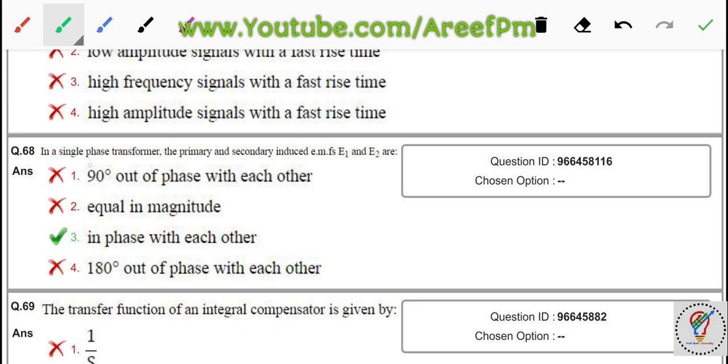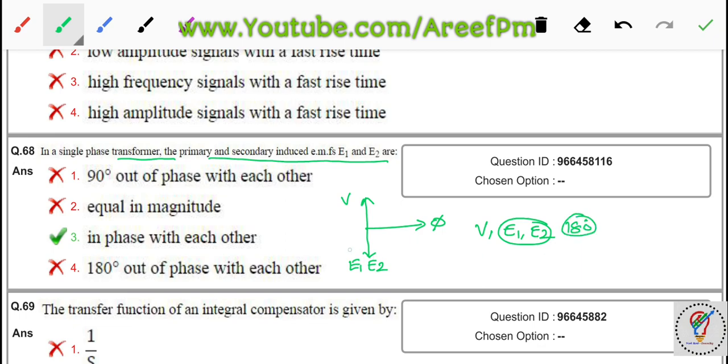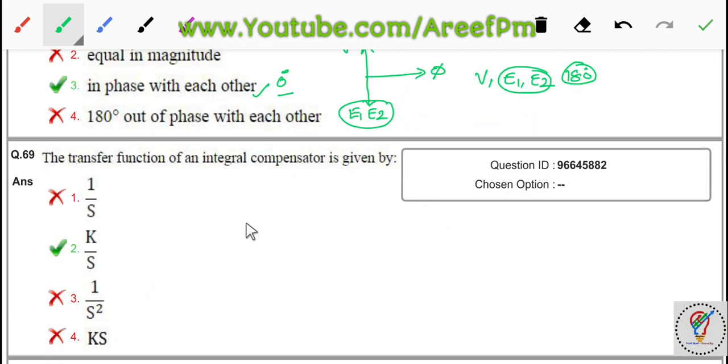In a single phase transformer, the primary and secondary induced EMFs E1 and E2 are respectively? If you see the phasor diagram of a single phase transformer, on the x-axis we take phi, the magnetizing component of current, and here we have voltage V, and E1 and E2. Between the supply voltage V and the induced EMF E1, the angle is 180 degrees, phase opposition. But the question asks about induced EMFs E1 and E2, so they are in phase with each other, the angle between them is 0 degrees. Now the next question, the 69th question.